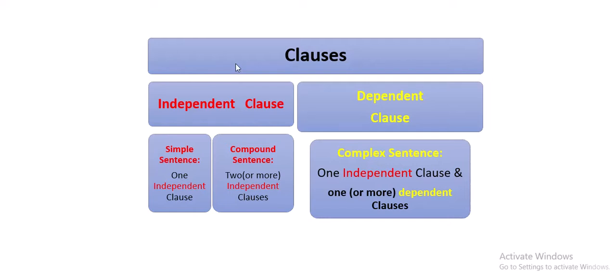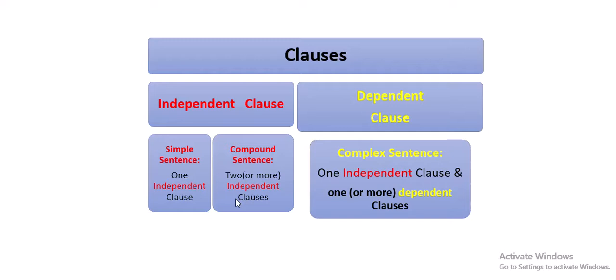In the previous session, I told you that there are two types of clauses. The first type is independent clause. The second type is dependent clause. Also, I told you that independent clause is used to form two types of English sentences. The first type is a simple sentence, and a simple sentence contains just one independent clause, okay? But a compound sentence is formed by using two or more independent clauses.